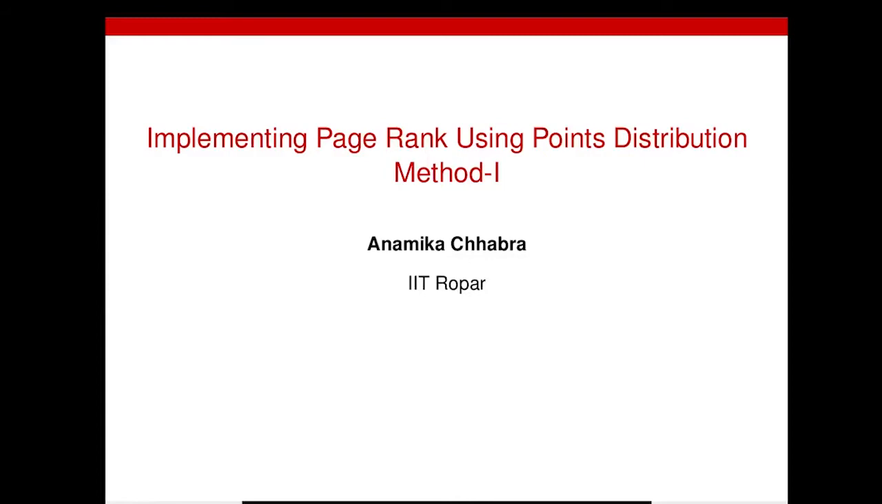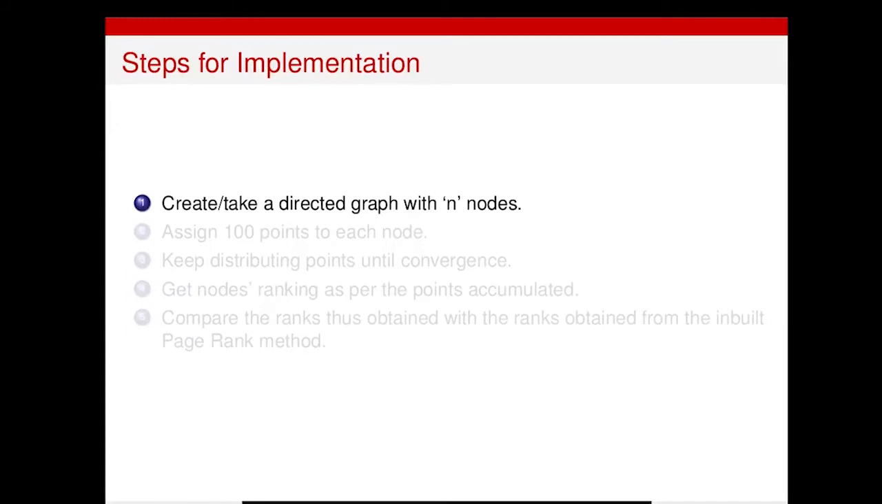Now let's see the steps that we are going to follow for the implementation. As a first step, we are going to take a directed graph. As you might know, for PageRank it's better to take a directed graph because the points are distributed based on the outlinks. So we are going to create the directed graph. You can also make use of a function from NetworkX to generate the directed graph, but we will be creating a graph here by ourselves.